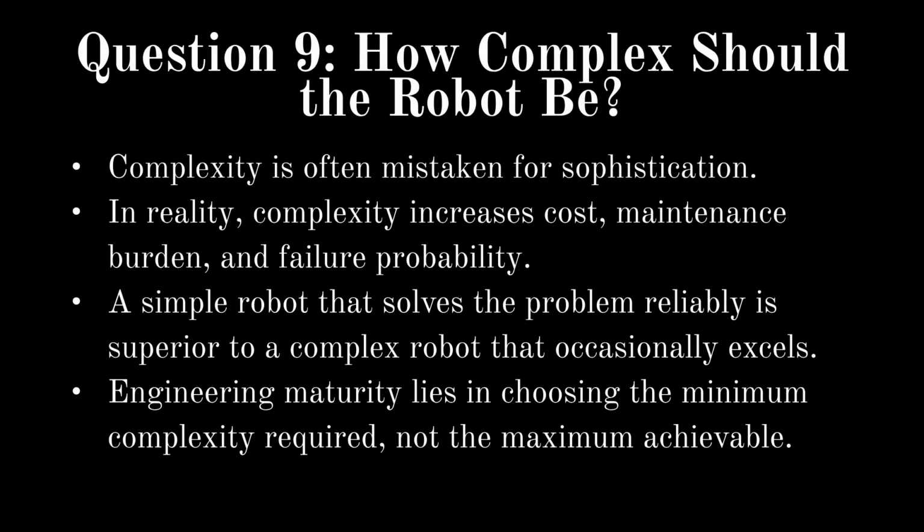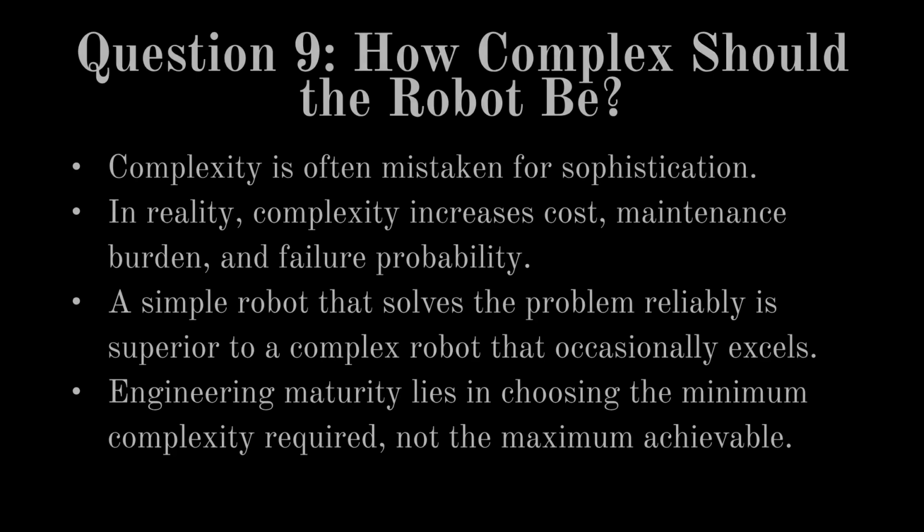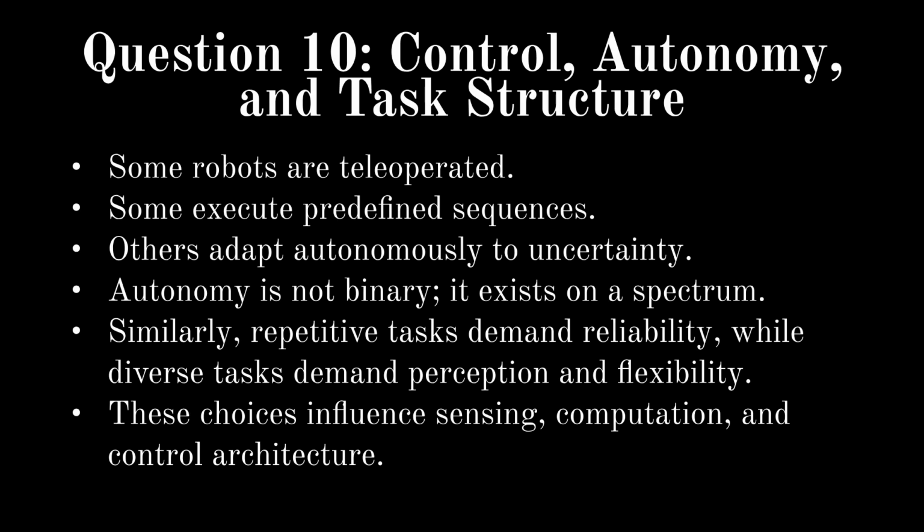Question 9. How complex should the robot be? Complexity increases cost, maintenance, and failure probability. A simple, reliable robot is often superior to a complex one. Engineering maturity means choosing the minimum required complexity. Question 10. Control, autonomy, and task structure. Autonomy exists on a spectrum, from teleoperated to fully adaptive systems. Repetitive tasks demand reliability, while diverse tasks require flexibility. These choices shape the control architecture.